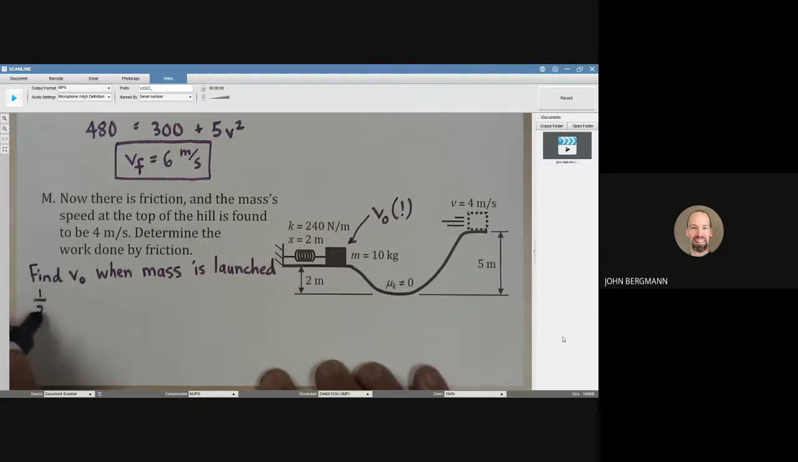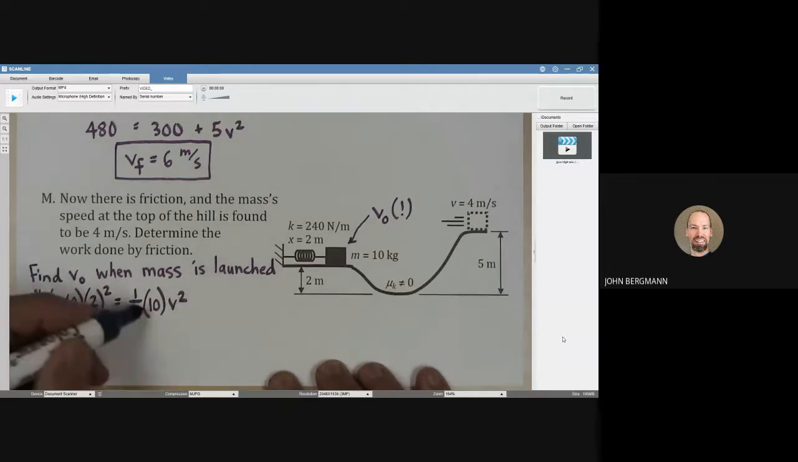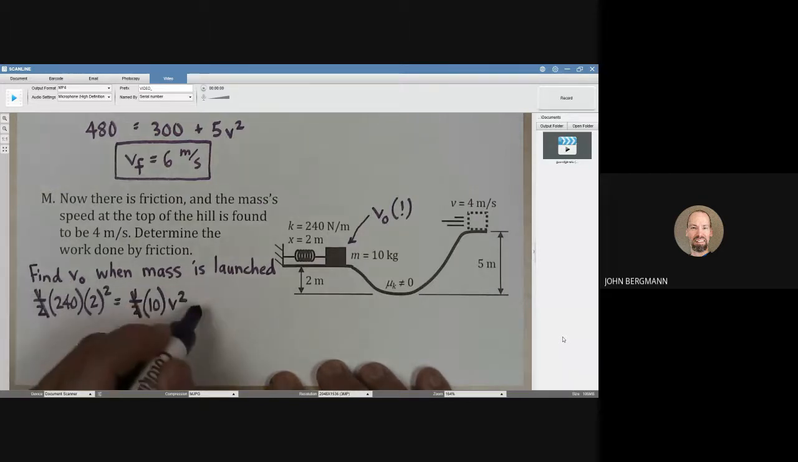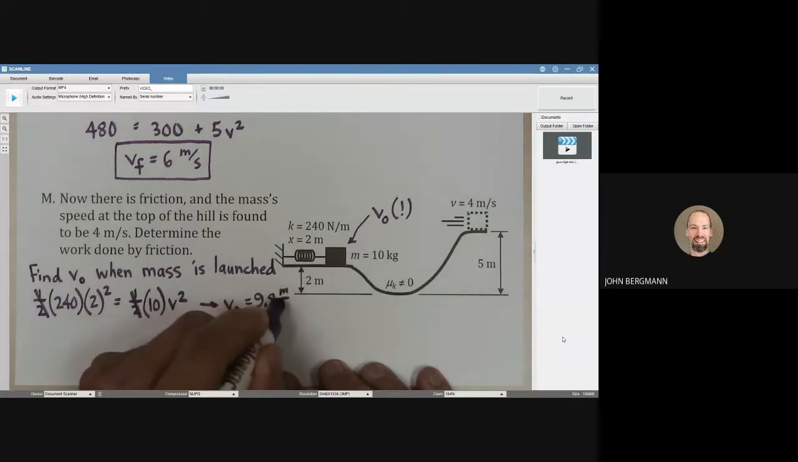Initially, all elastic potential energy, 1/2 k, the amount of stretch or squish in the spring squared. All of that is going to be converted into kinetic in those first couple of instants. 1/2 m v squared. 1/2 cancels. That's going to be 960 divided by 10, so the square root of 96. And when I calculated that, I got 9.8 meters per second.